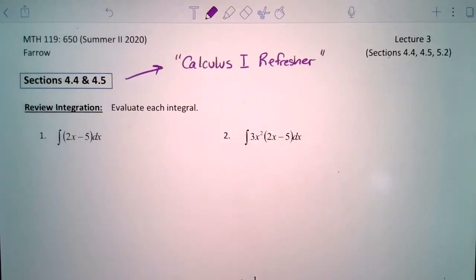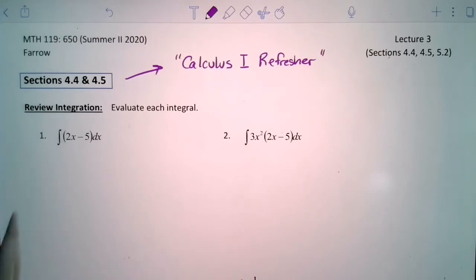So in this video, we're going to do another Calculus 1 refresher, but this time for integrals. You still need all of your Calc 1 skills with basic integration. You need power rule, you need U substitution. So I'm going to briefly try to refresh your memory on all of that by example. I tend to teach by lots of examples.